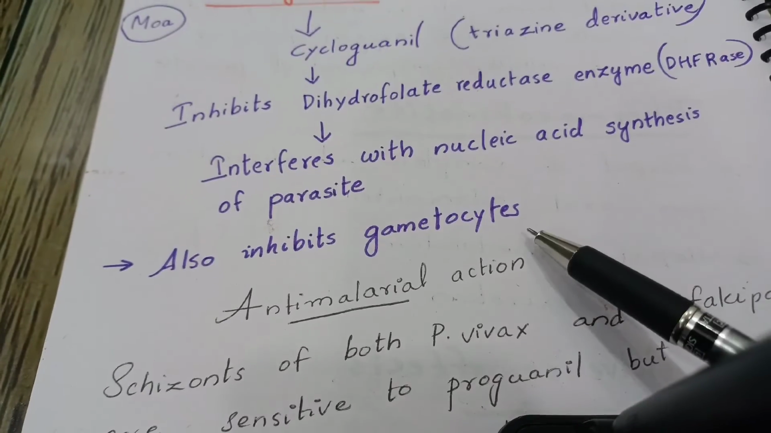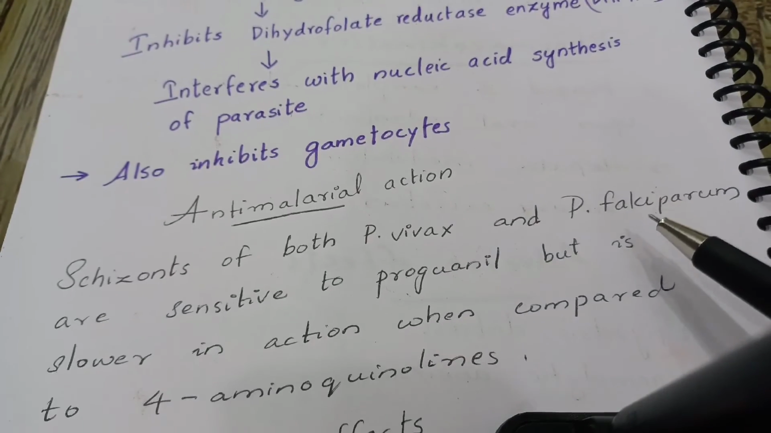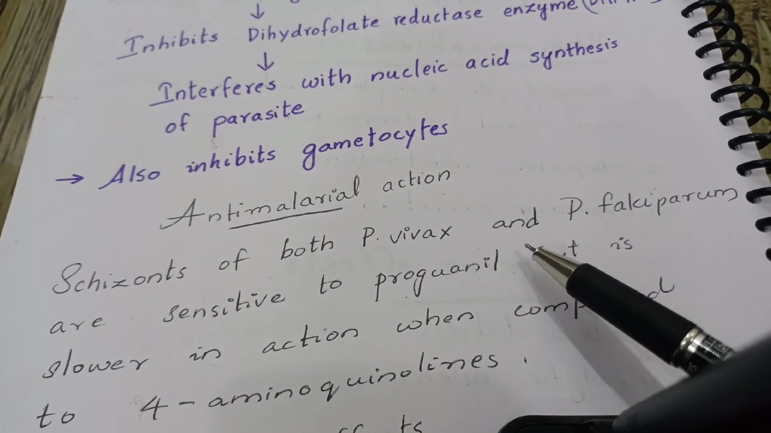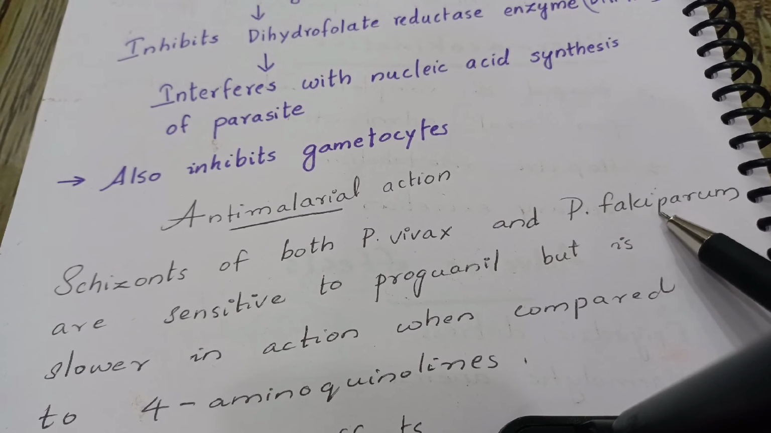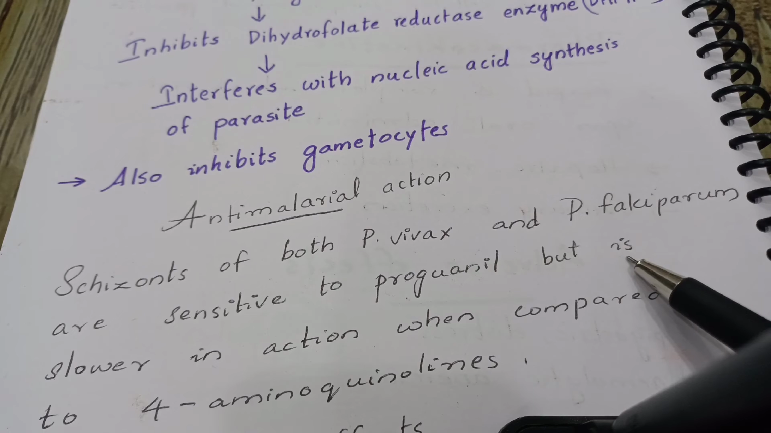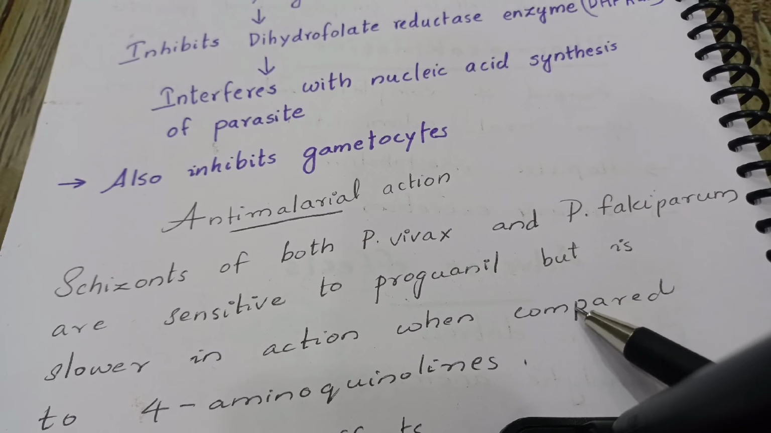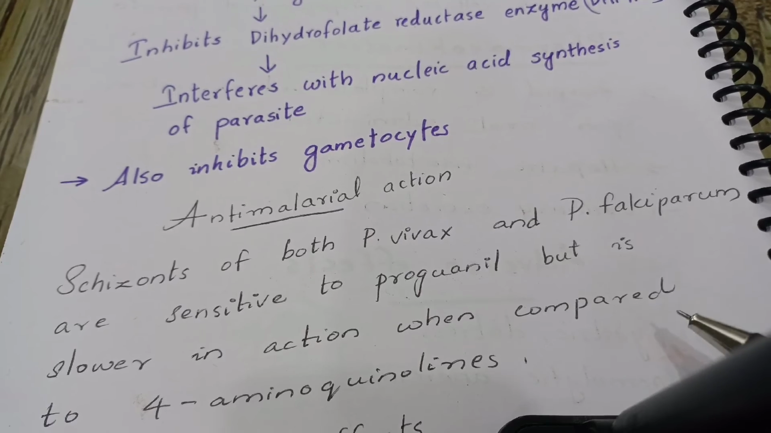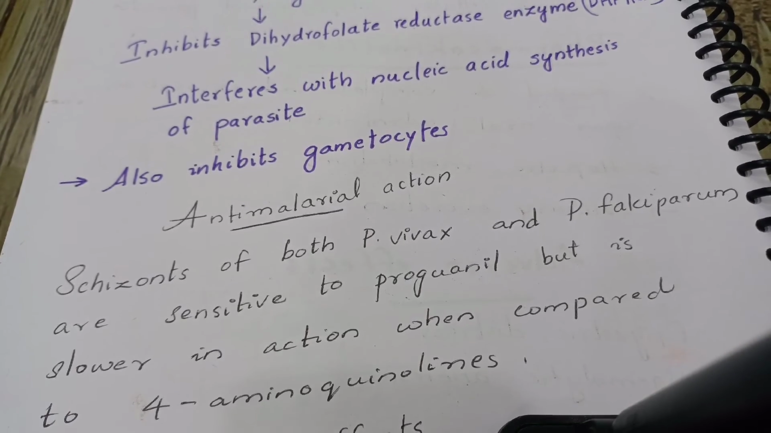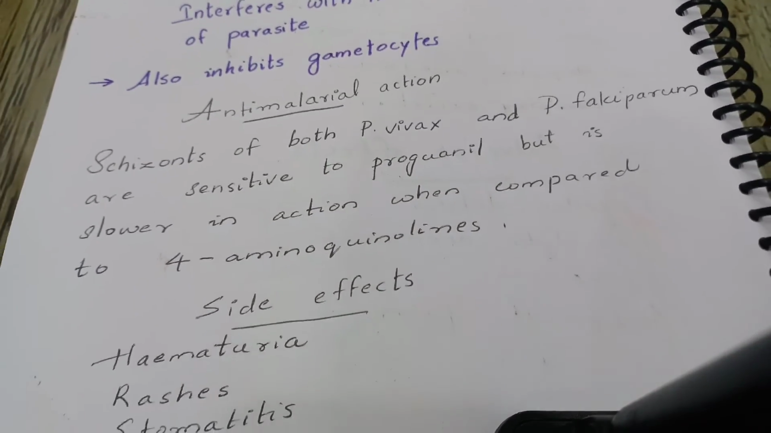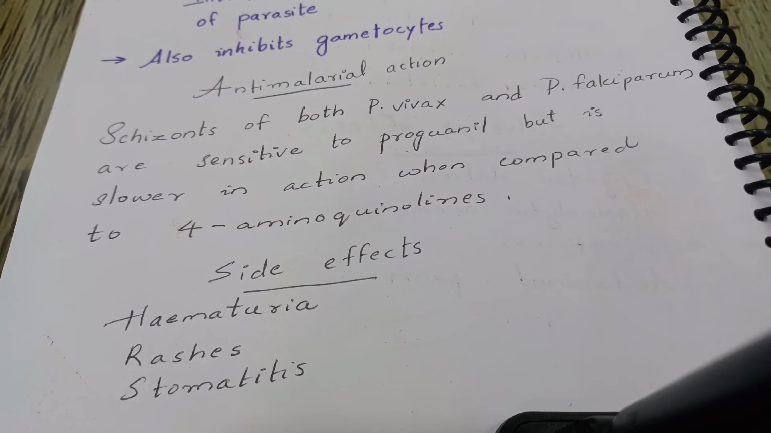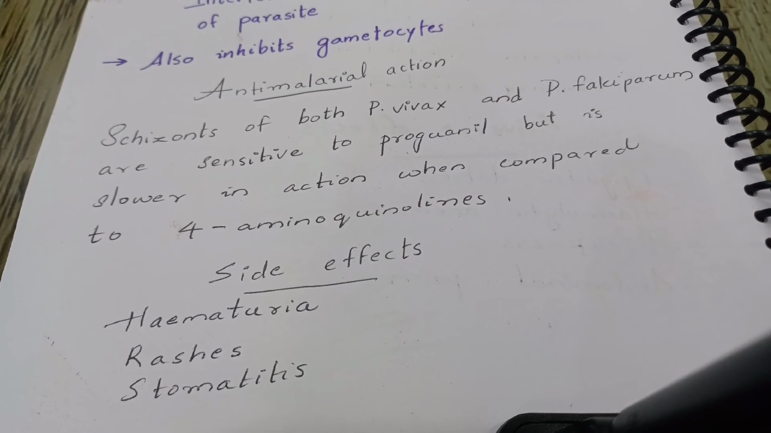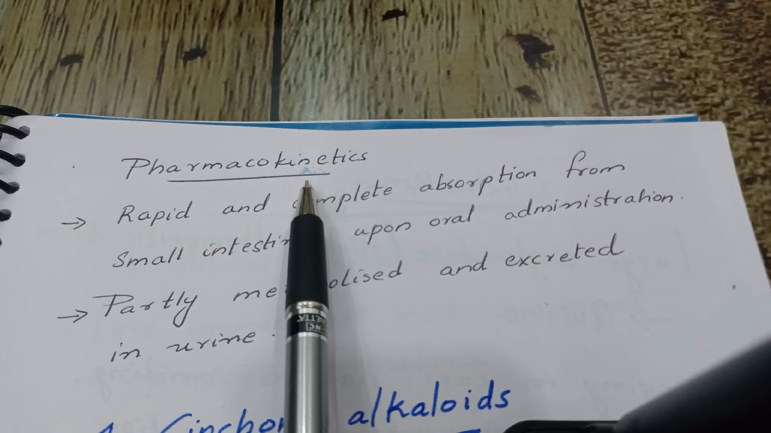Proguanil also inhibits gametocytes. Now the antimalarial action. Schizonts of both P. vivax and P. falciparum are sensitive to proguanil, but it is slower in action when compared to 4-aminoquinolines. Now, there are some side effects to this drug, which are hematuria or blood in urine, rashes, stomatitis.